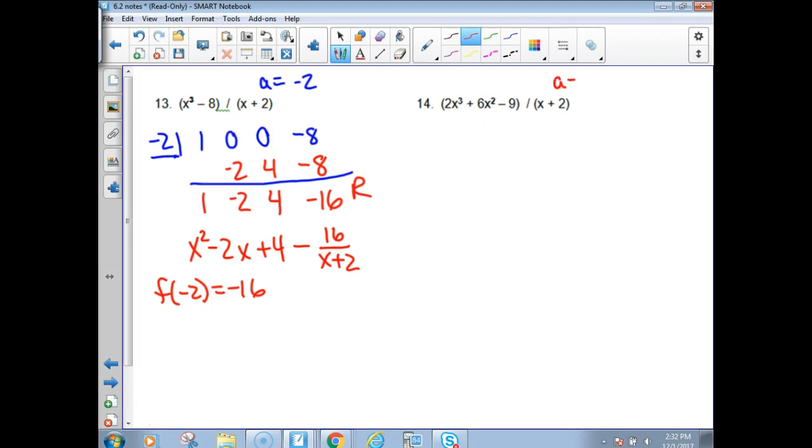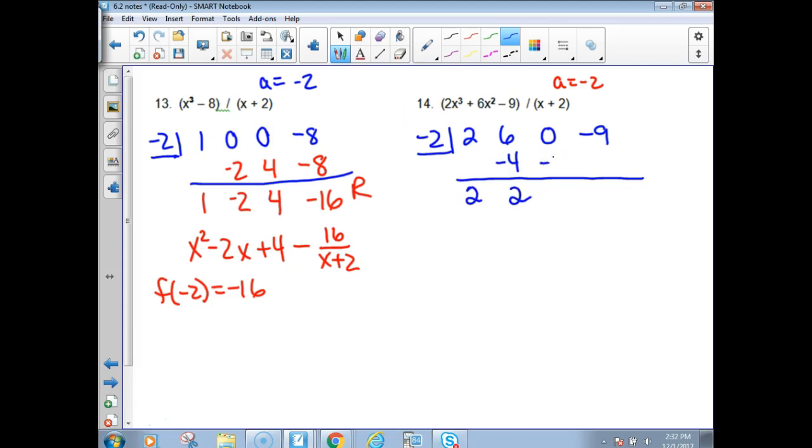All right, a here is negative 2. So let's divide by negative 2 synthetically. Coefficients are 2, 6. I don't have an x term, so I need a 0, and negative 9. Bring down 2. Negative 2 times 2 is negative 4. Add vertically, 2. Negative 2 times 2, negative 4. Add vertically, we get negative 4. Negative 2 times negative 4 is 8. Add vertically, and we get negative 1.